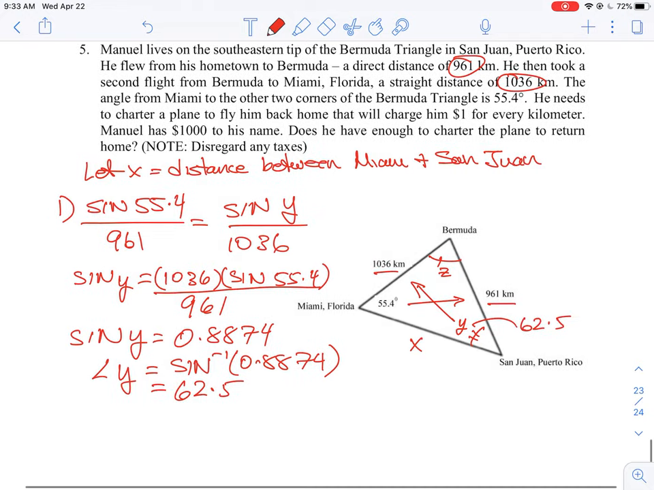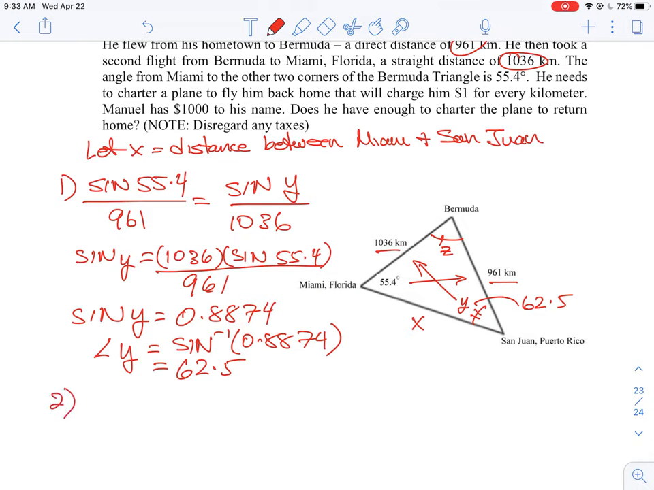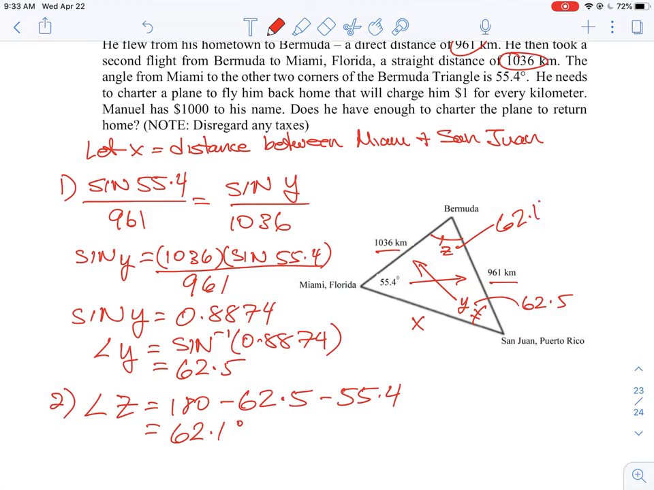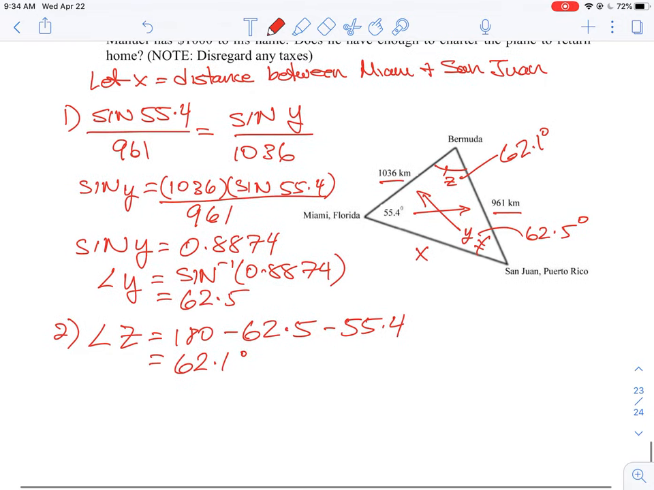So then the second thing is, what could we do to calculate angle Z? Because angle Z is a missing angle and it's in a triangle. So we can just use our properties of triangles and do a subtraction for our known angles. And that should give us the missing angle on the other side. So this one comes out to be 62.1 degrees. So that means we now know this one here as 62.1. Okay, and then that gives us now an angle with the missing side that we're really asked to find.